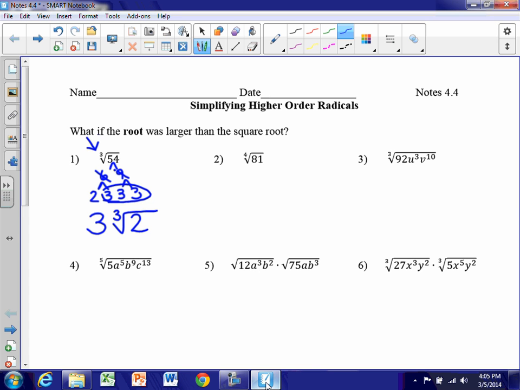Make sure it is still a cube root, and then the 2 goes back under. Okay? So with number 2, we have to figure out what gives me 81. 9 and 9. And each one of those is a set of 3s. But the root this time was a 4, so I need all 4 of them. That only makes 1 circle. So I get to pull out 1 3, and there's nothing left over. That's it. That's the final answer.